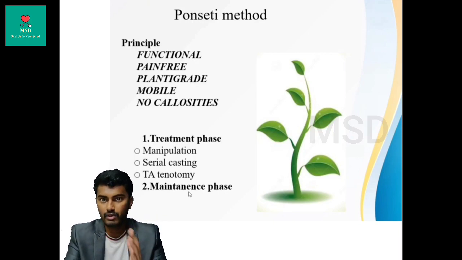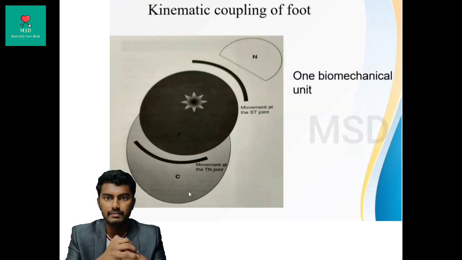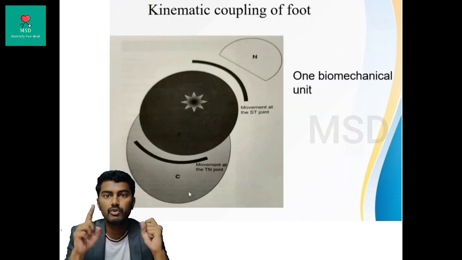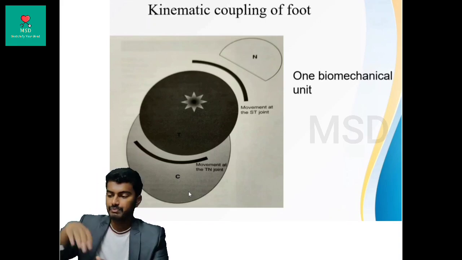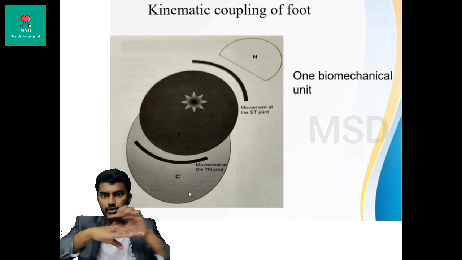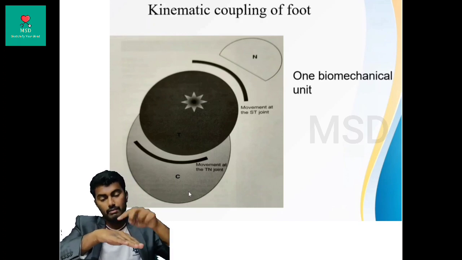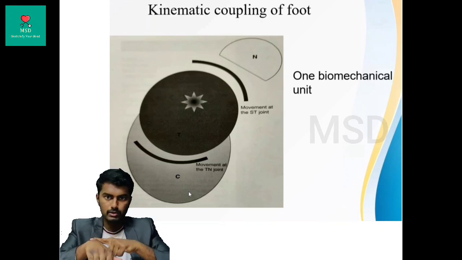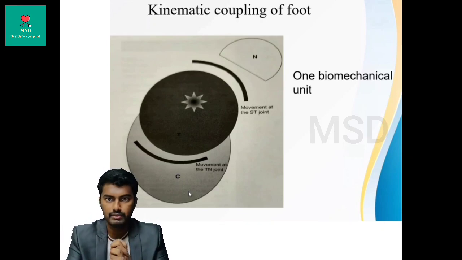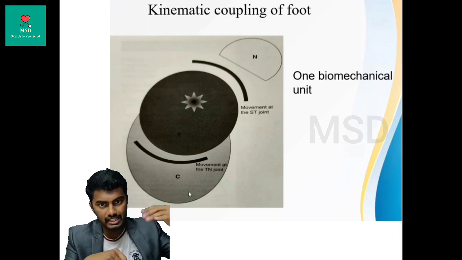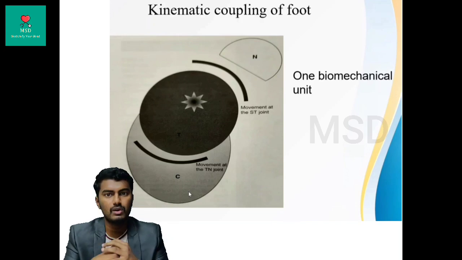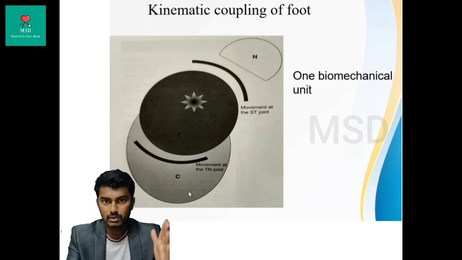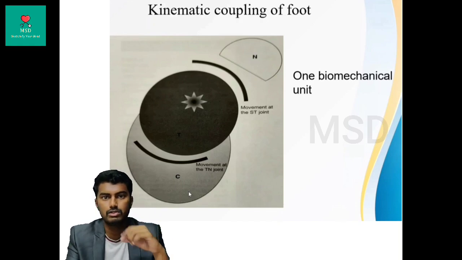So let's go into the Ponseti technique in detail. His theory was that the foot acts as one biomechanical unit. So what does one biomechanical unit mean? If this is the forefoot, midfoot and hindfoot, if I move the forefoot, the midfoot will also move and the hindfoot will also move. That is the kinematic coupling of the foot. So he said there is no need for sequential correction of deformities. If you correct one deformity, the other deformity also will get corrected automatically. His concept was based on this, and he achieved excellent results in a short time. Short time means less than 2 months.